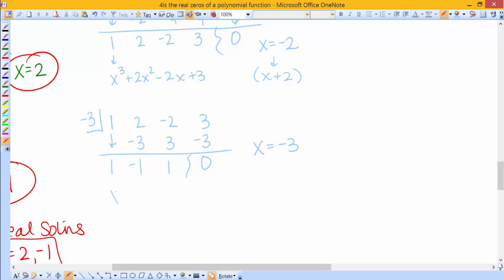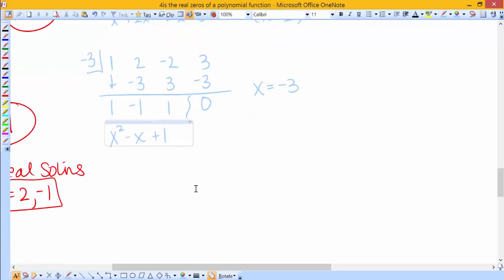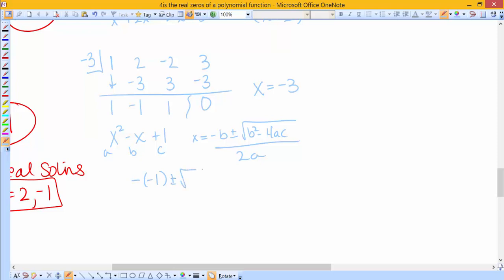So this becomes x squared minus x plus 1. What multiplies to 1 that adds to -1? Nothing. There's nothing there that will do that. So I'm going to use the quadratic formula. So x equals negative b plus or minus the square root of b squared minus 4ac all over 2a. So negative 1 plus or minus the square root of -1 squared minus 4 times 1 times 1 all over 2 times 1.